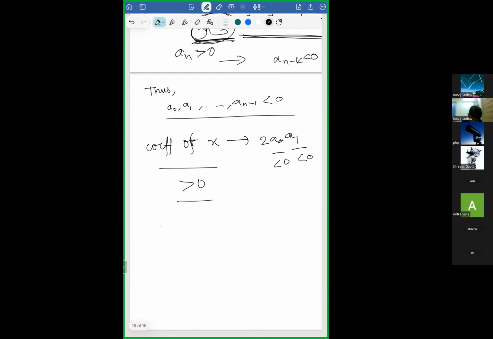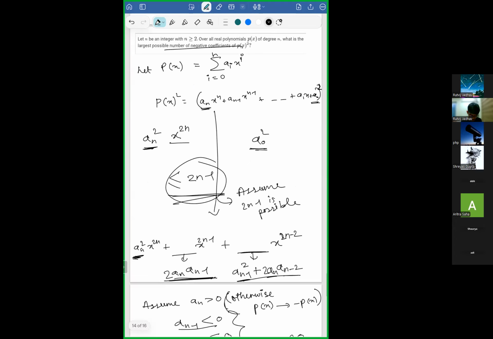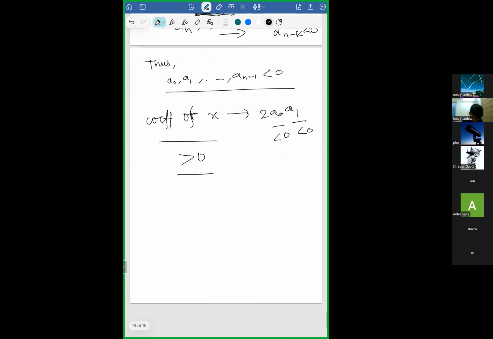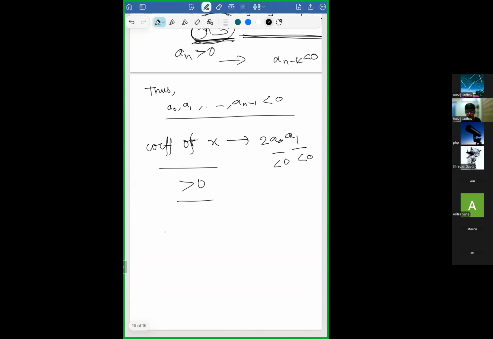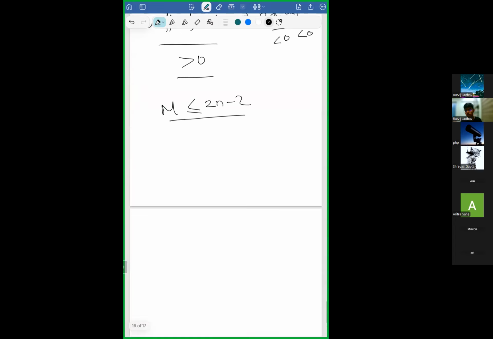So we have now got a contradiction for this 2n minus 1. So if I say that the answer is something m, then m has to be less than or equal to 2n minus 2. It can't be 2n minus 1. Now can we somehow get a construction for 2n minus 2 or again prove that 2n minus 2 is wrong? It's not possible. I'll just reveal at this point that 2n minus 2 is the answer. So we have to find the construction for 2n minus 2.